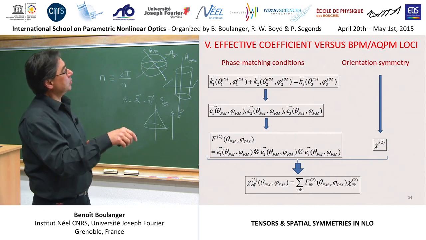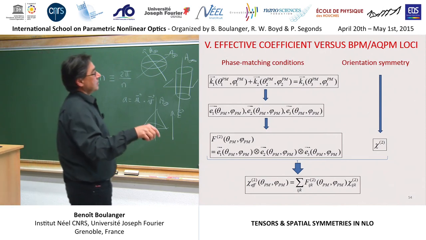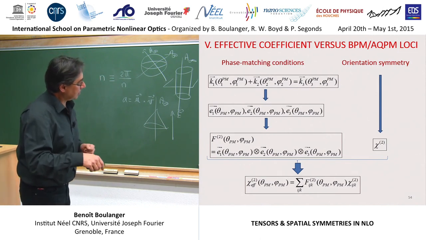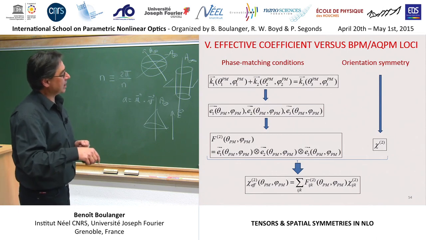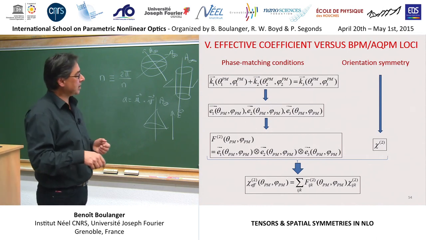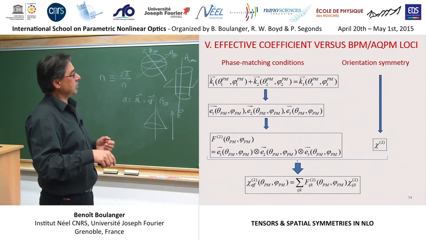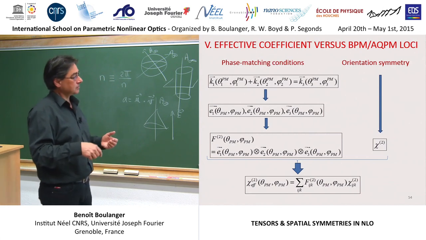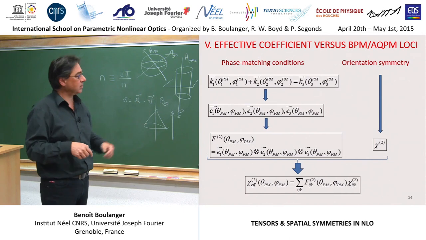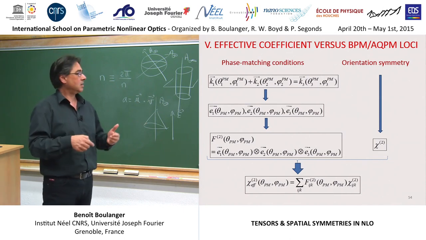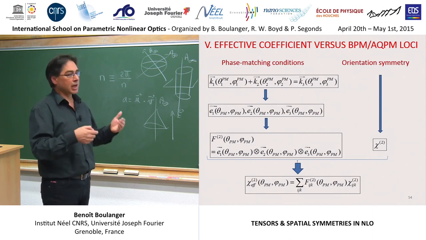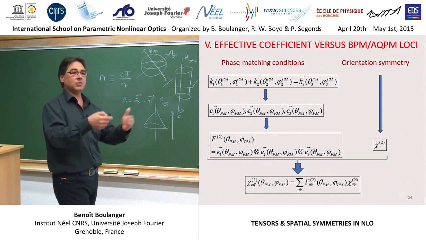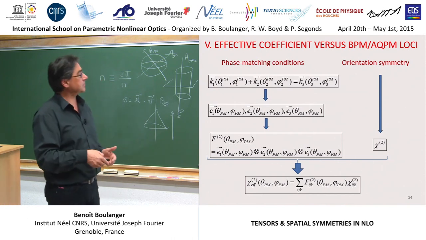And now if we look at the orientation symmetry, we know that the orientation symmetry governs the form of chi2, and here we have this final relation giving the strength of the nonlinear coupling, which is the contracted product between the light tensor and the matter tensor. And one more time, the job is not completely finished, but we have to check the compatibility of symmetry between the light tensor and the matter tensor in order to define in which case we will have an effective coefficient that is equal to zero or not.